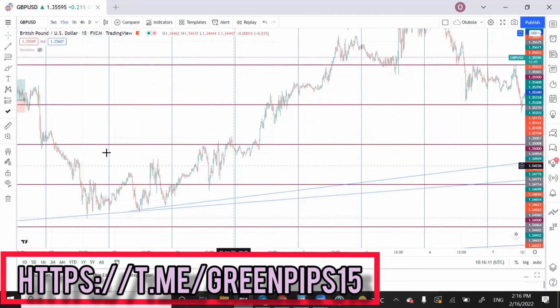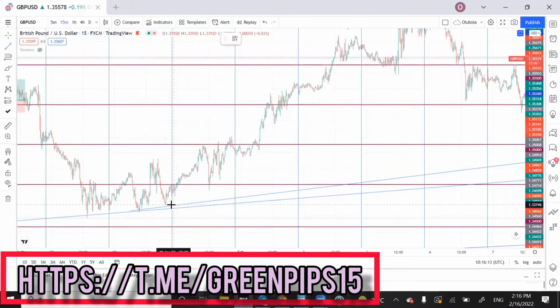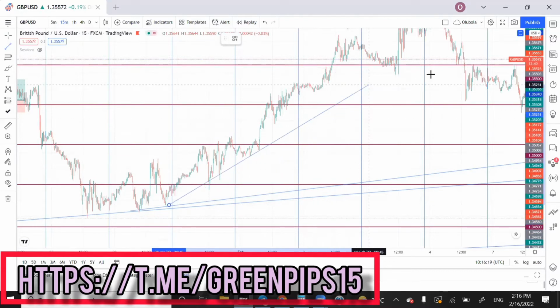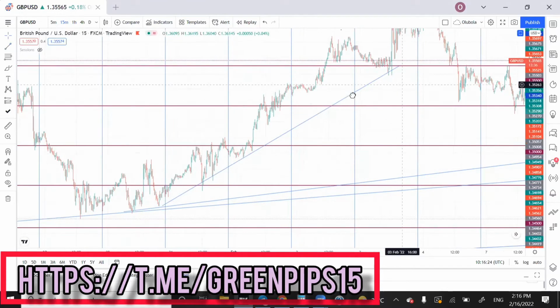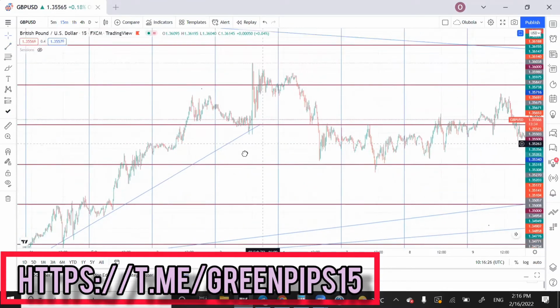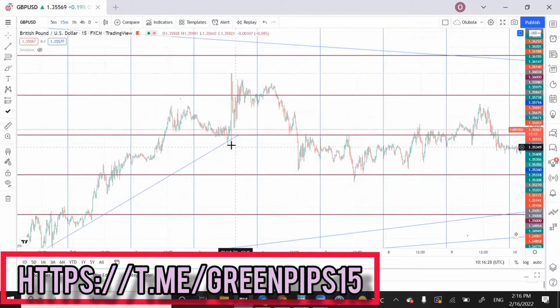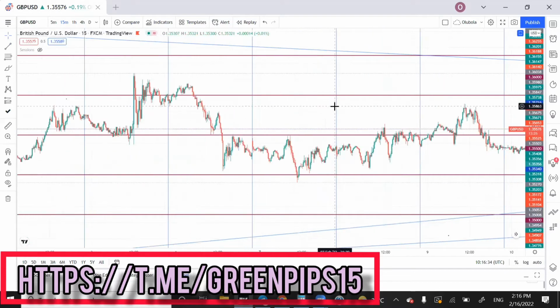Now, this can also be a valid trend line. I'm sure I must have had a trend line here before. Probably I deleted it because it's not relevant again. This is a long time, it's not relevant again. So this is how we pick our trend line.